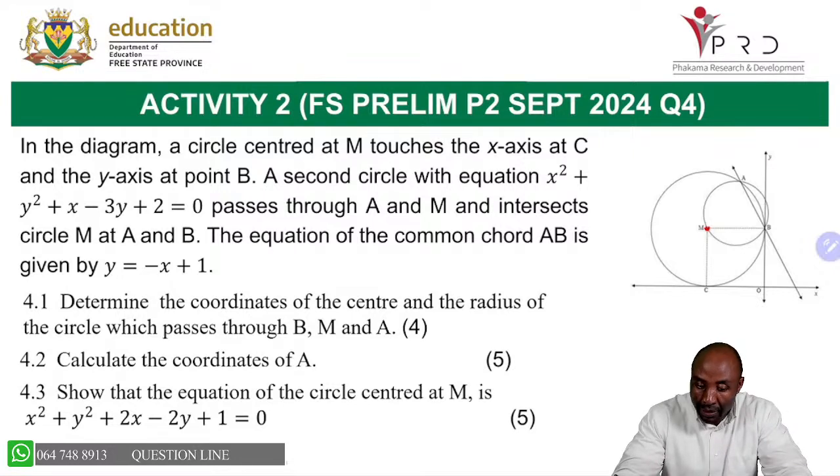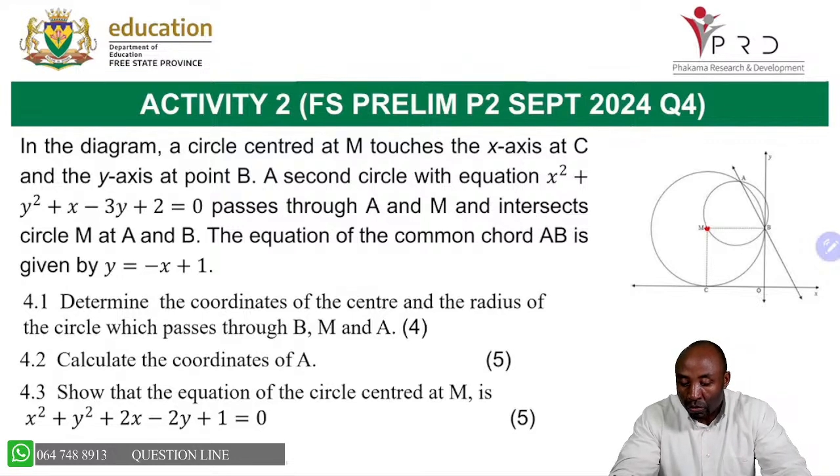A second circle with equation x squared plus y squared plus x minus 3y plus 2 equals 0 passes through point A and M and intersects circle M. Remember, circle M means circle center M, at A and B. Now, the equation of the common chord AB is given by y is equal to negative x plus 1. That's a common chord that intersects both circles.